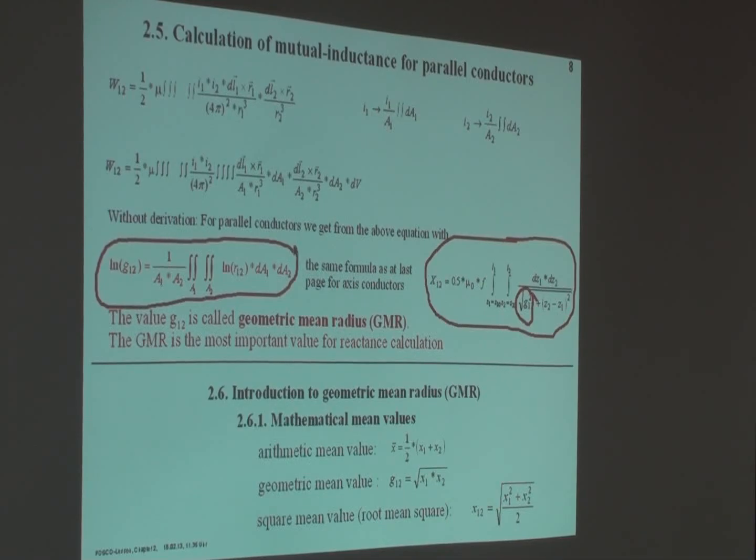What is this? This is called in calculation GMR, geometric mean radius. That means if we do not have line conductors, we have to use the geometric mean radius. What is the geometric mean radius? It's easy to calculate. No, it's not so easy.